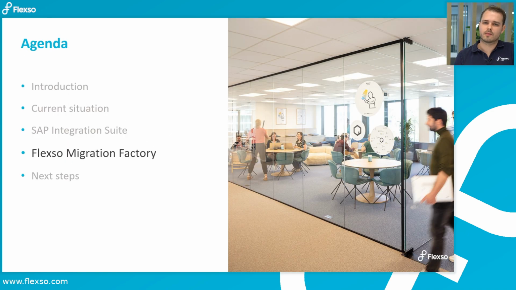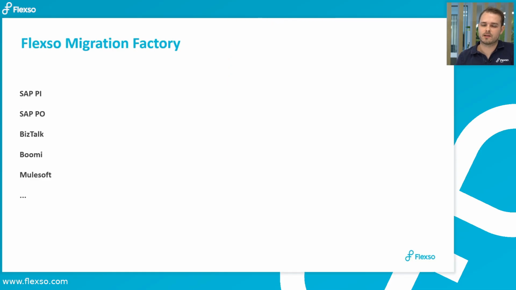Yes, thank you, Maxim. So now that we've seen what the current situation is and how the future can look like, the question now is, how do we get there? And for us at Flexso, we use the Flexso Migration Factory. The Flexso Migration Factory is a process that we've defined within our company. It actually doesn't matter from which system we are starting. This session still focuses on SAP PO, but it can be any middleware, like we already discussed the Boomi system from Sibelco.